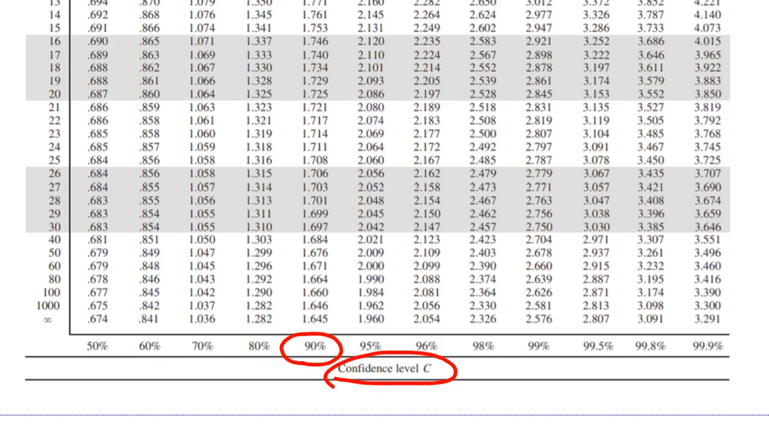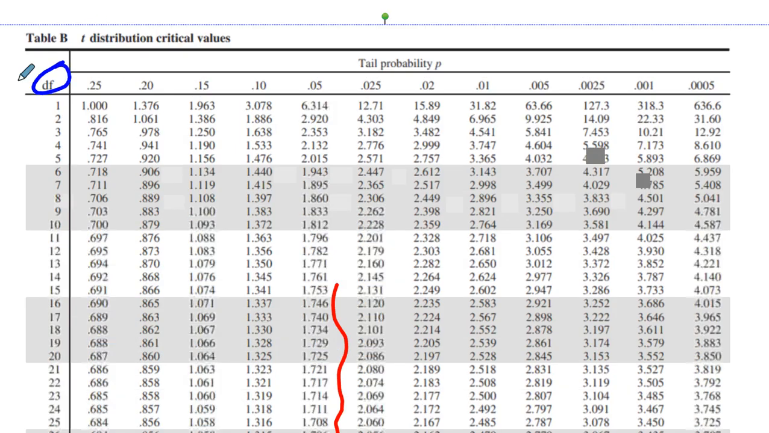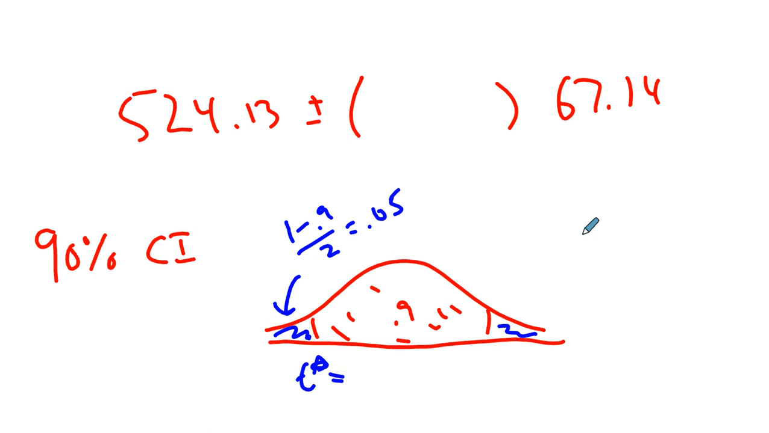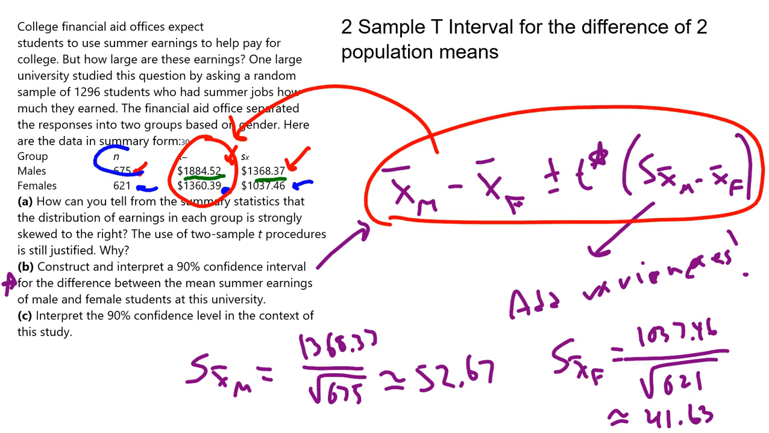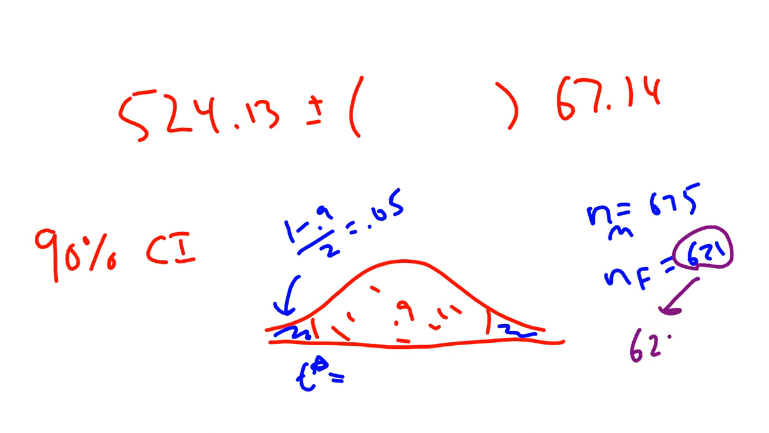The only issue you have, though, is you have many, many T stars. These are all the T stars in this row here. So in order to pick out the correct T star, you need to go to the top of the chart and realize you need to know something called the degrees of freedom. The degrees of freedom, you always take your two n's. In our case, n for the males was 675 and n for the females was 621. You pick the smaller of these two numbers, which in this case is 621, and then you subtract 1. So 621 minus 1, or 620, and those are your degrees of freedom.